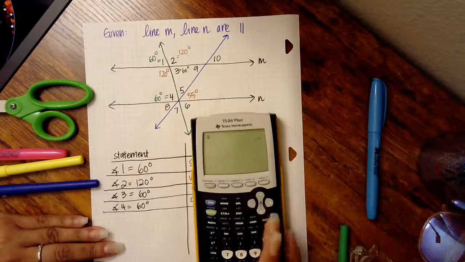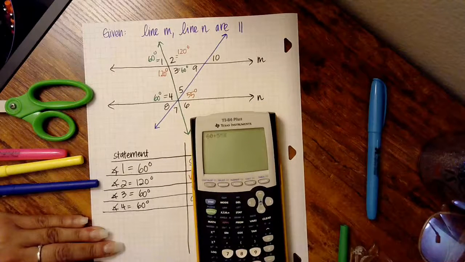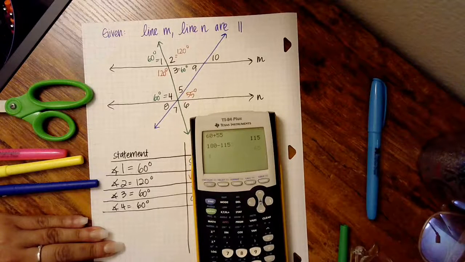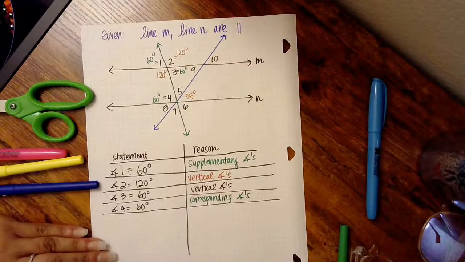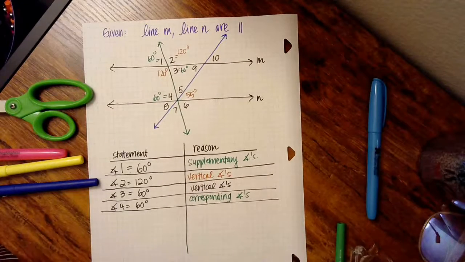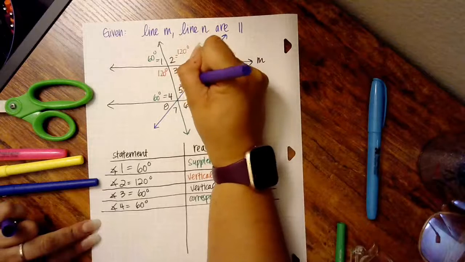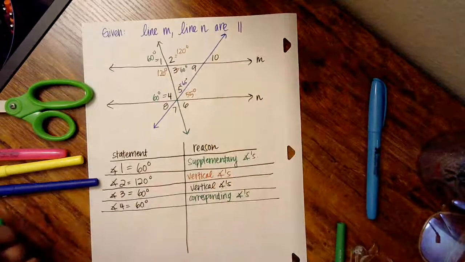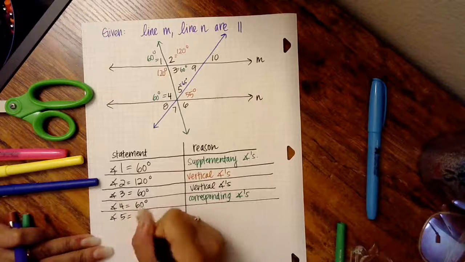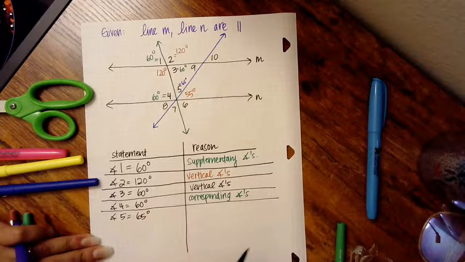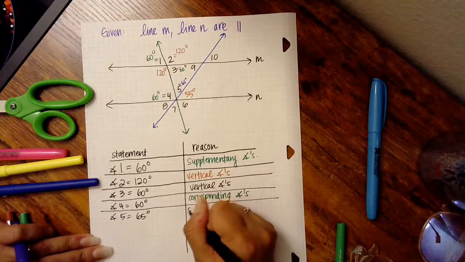60 plus 55 gives me 115. If I subtract that from 180, it gives me 65. So I now know that angle 5 is 65 degrees. And I'm going to use supplementary angles to validate that. Angle 5 is 65 degrees, and I'm going to call that by supplementary angles.